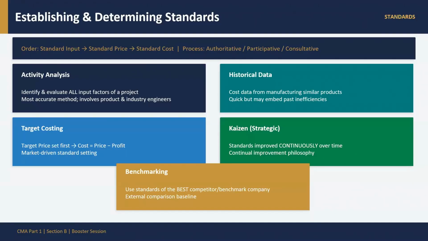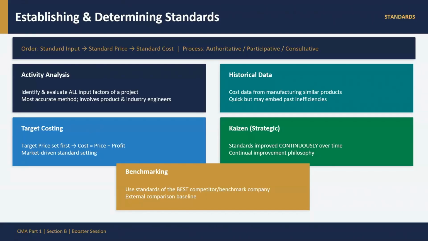Then target costing. What happens is, in a very competitive market, we can't fix our own prices. We will have to go by market price. Every organization will have their own profit motives. Got it? So now what happens? Price is there and you know about your profits. From the price, when you subtract the profit, it will give you cost. Got it? Like this, we will be determining the target cost. And this is a market-driven standard setting method.